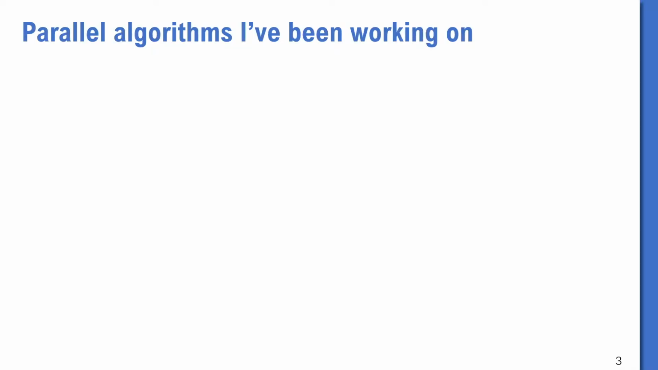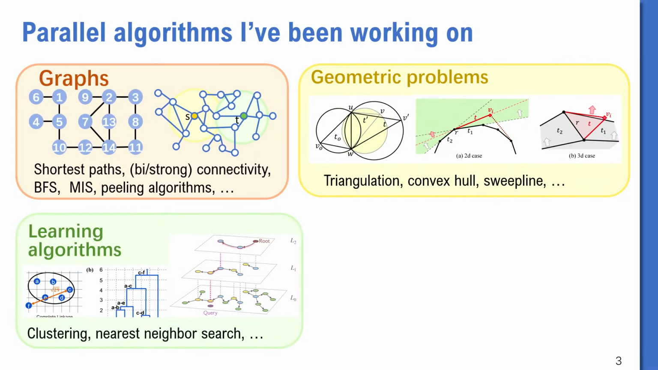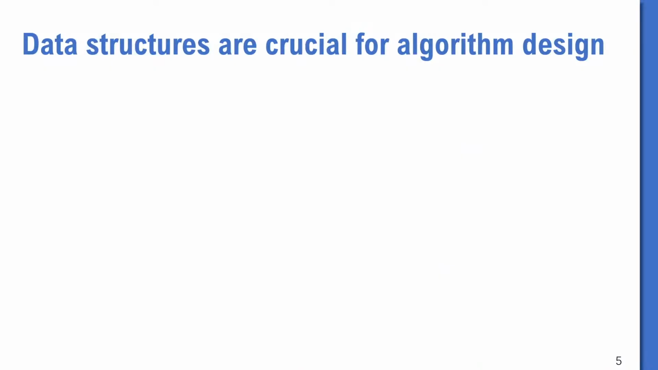So what do I work on? I design parallel algorithms in a lot of different domains like graphs, geometric problems, learning algorithms, some of which were just used in Julian's talk, and then sequence algorithms. One common thing I've noticed is that almost all of these algorithms use some parallel data structures, which is not quite surprising because we all know data structures are important.